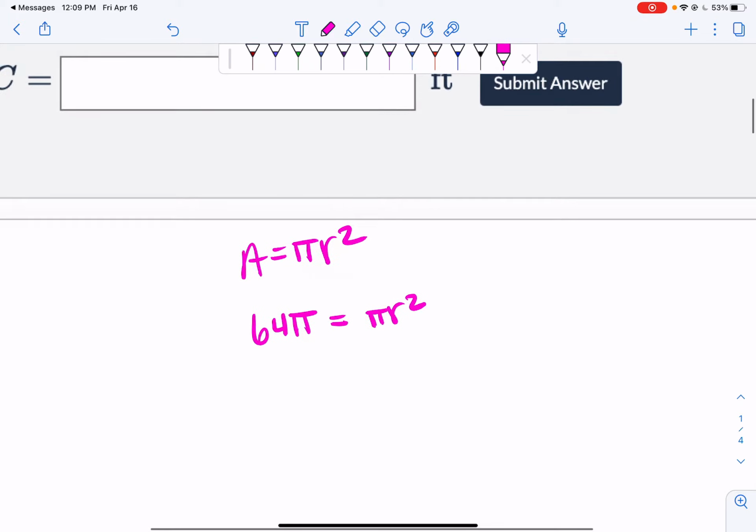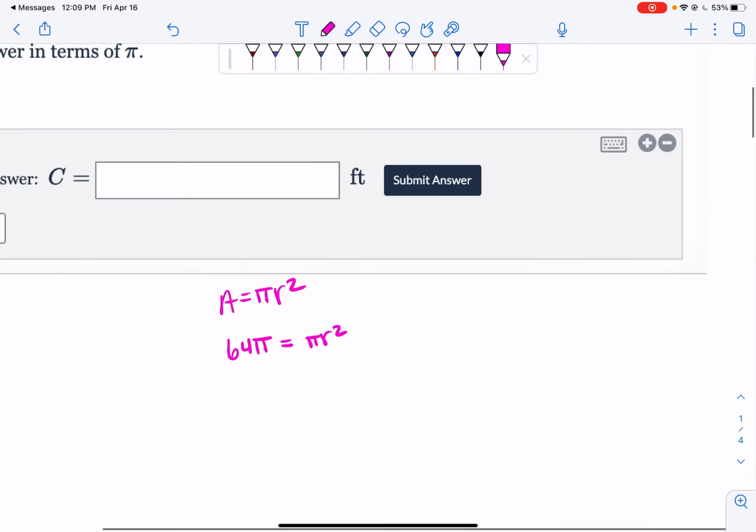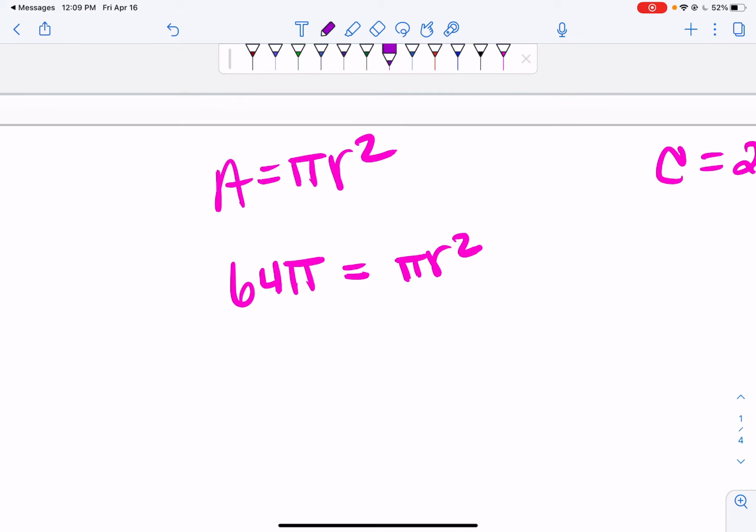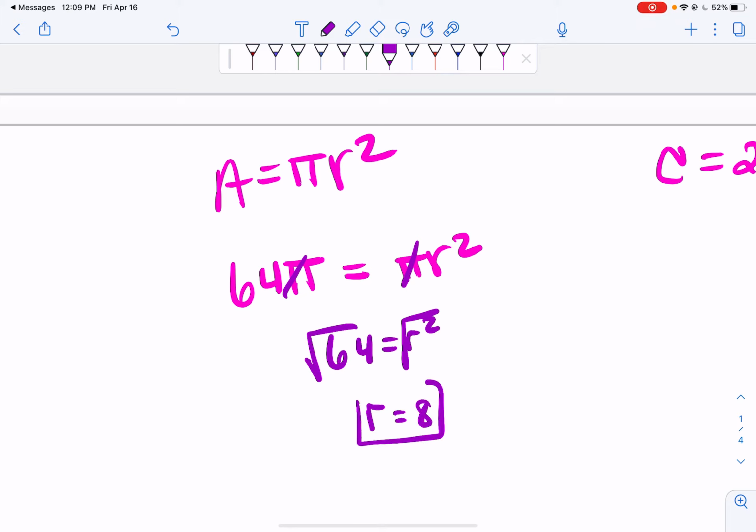So when I solve that equation, I'm also going to write down circumference equals 2 pi r. So I know I have my pi. I need to find out what r is. So I'm going to solve for r. If I look over here, I notice that there's a pi in both sides of my equation, so I can actually just cancel them out. So I get 64 equals r squared. The way to get rid of that square, I take the square root of both sides, so I get r is equal to 8.